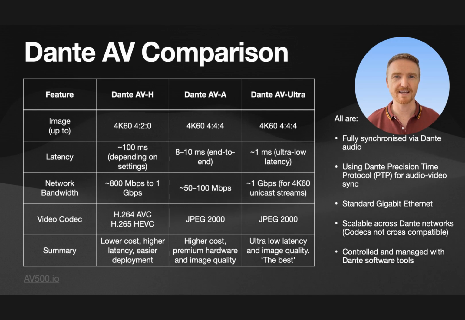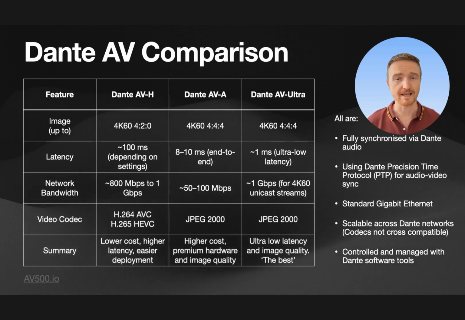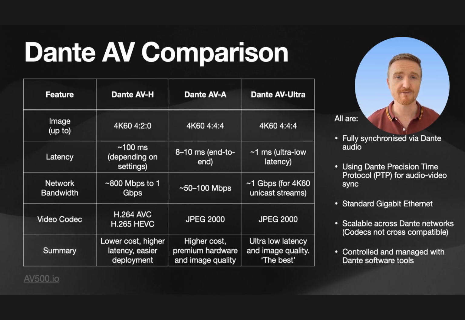Finally, we have Dante AV Ultra. And well, it's in the name, isn't it? When you want the highest quality video and audio streaming in latency sensitive situations like live events or needing perfect audio video sync, this one is for you. Supporting 4K 60 444 using the Colibri codec for visually lossless results and providing sub-frame accurate sub 1 millisecond latency. This is like running a direct cable over your network.